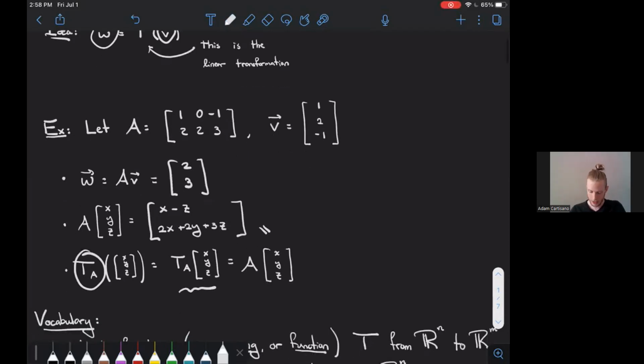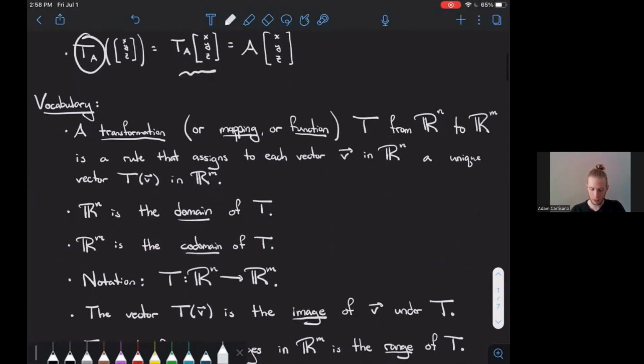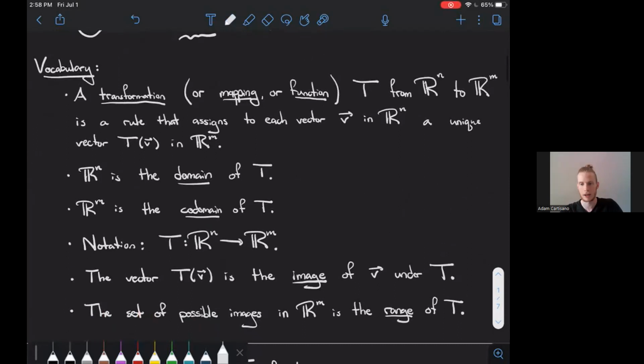Okay, great. So before we give any formal definitions, I want to just spell out a bunch of vocabulary so that we can start talking about these things, not just with this weird, loose terminology. We have words for all this stuff. You can take these as definitions if you'd like. A transformation, also known as a mapping or a function, T, from Rn to Rm, is a rule that assigns to each vector v inside of Rn a unique vector T of v inside of Rm.